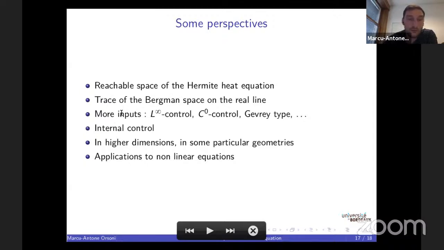We can ask for more inputs like L-infinity control or Gevrey type control. We can try to have the same result for internal control, like maybe a point internal control. We can try in higher dimensions in some particular geometries. And finally, we can use this result in order to apply it to nonlinear equations.